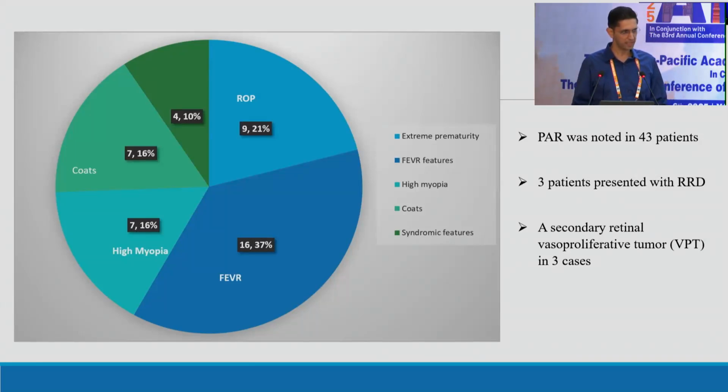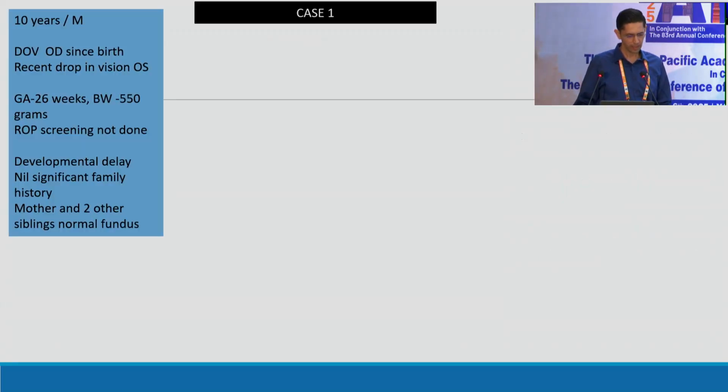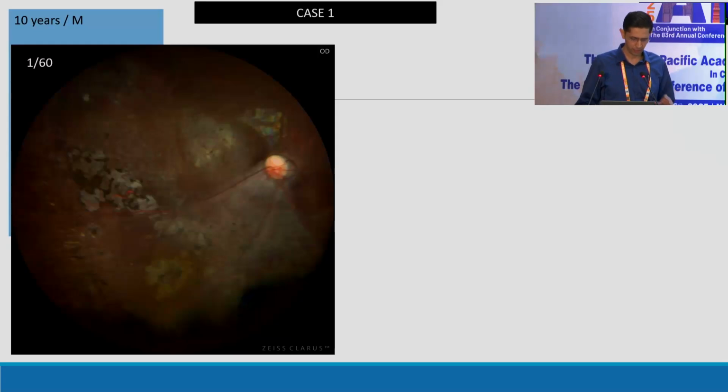I would just like to highlight some of the interesting cases here. Case 1 was this 10-year-old boy with history of extreme prematurity. Right eye had a ROP sequelae-like picture with atrophic retina and CRA patches.